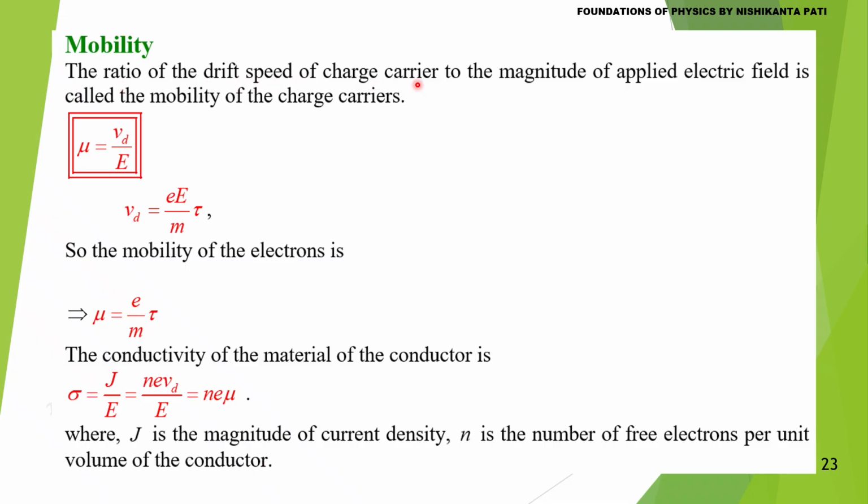The ratio of drift speed of charge carrier to the magnitude of applied electric field is called mobility of charge carrier. So mobility of charge carrier is Vd by E. We know Vd is equal to eE by m tau. So accordingly mobility is equal to Vd by E, so it is coming e tau by m. The conductivity of the material of the conductor is J by E. J we know is nevd. So Vd by E is the mobility. So conductivity is ne mu. n is the number of free electrons per unit volume, and e is the magnitude of electron charge.